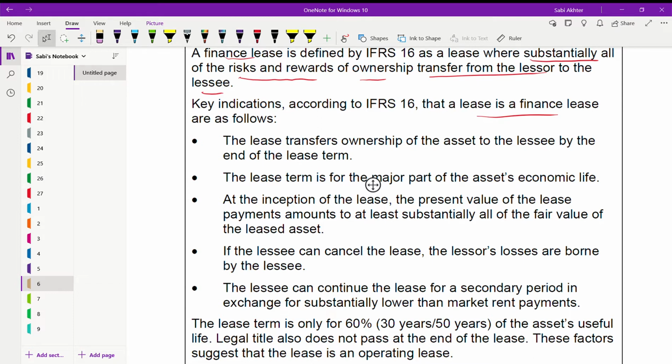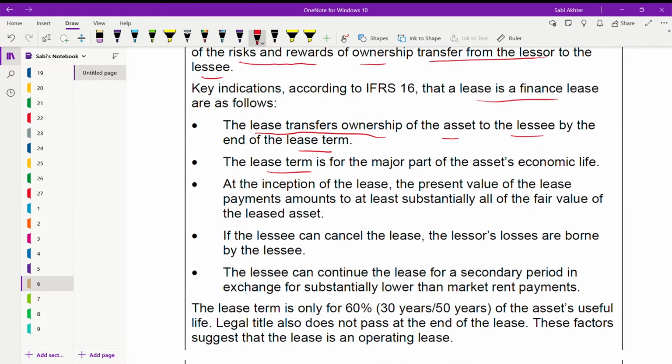The lease transfers ownership of the asset to the lessee by the end of the lease term. At the end of the lease term, he transfers the ownership of the asset to the lessee. Number one, that shows it's a finance lease. Number two, the lease term is for the major part of the asset's economic life. The asset's economic life was 50 years. Out of that, 30 years is the lease term. You see, the majority of it should be the lease term, more than 50%. Major part we always assume is more than 50%. So 60% is the lease term. Again, it's a finance lease.